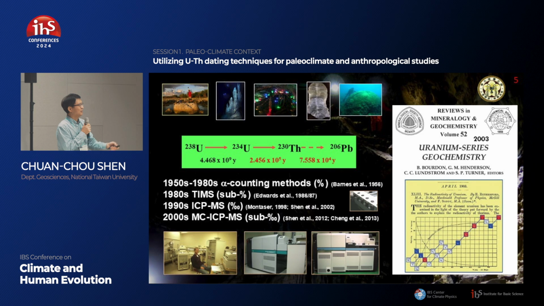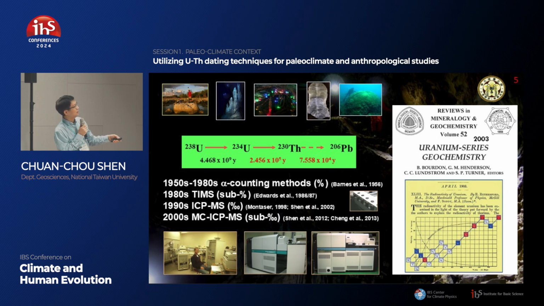We measured the nucleus using the alpha counter, and then the TIMS machine in the 1980s. We can improve the precision from percent to sub-percent. In the 1990s, ICP-MS, and then we can improve the precision almost 10 times to the per mil level. Very, very exciting. And then in the 2000s, people using multi-collector ICP-MS, and we can bring the precision down from per mil to sub-per mil. It's an amazing precision, actually.